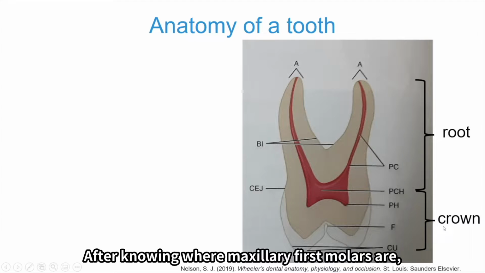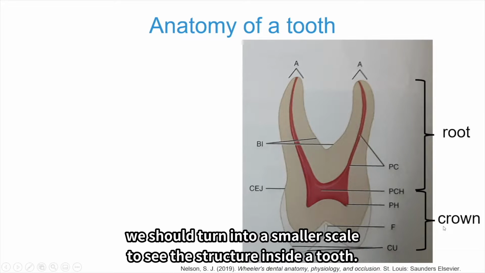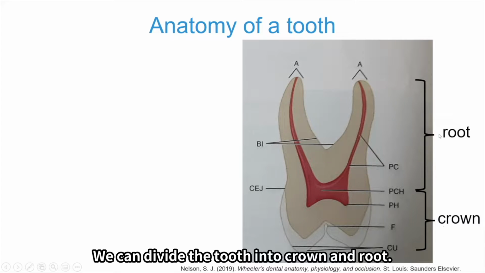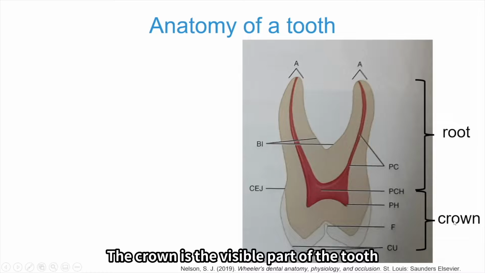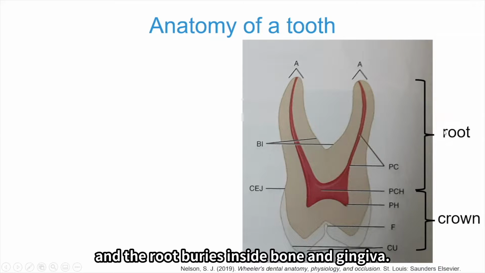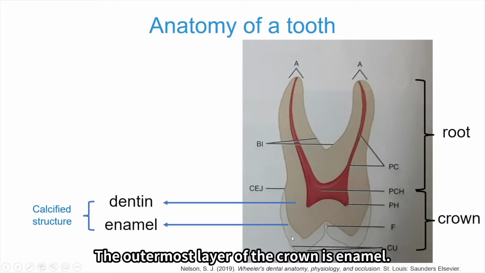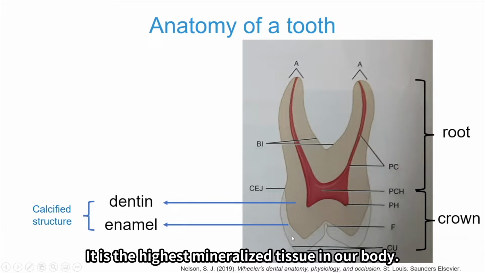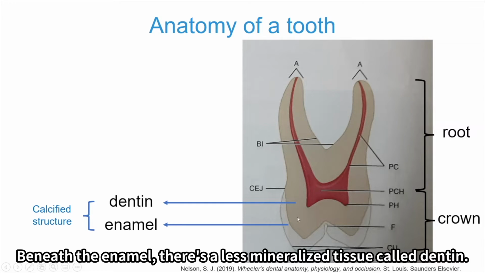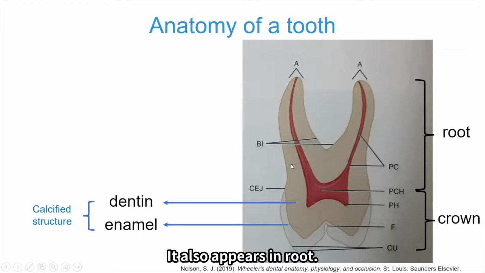After knowing where the maxillary first molars are, we should turn to a smaller scale to see the structure inside a tooth. We can divide the tooth into crown and root. The crown is the visible part of the tooth, and the root lies inside bone and gingiva. The outermost layer of the crown is enamel. It is the most highly mineralized tissue in our body. Beneath the enamel, there's a less mineralized tissue called dentine. It also appears in the root.